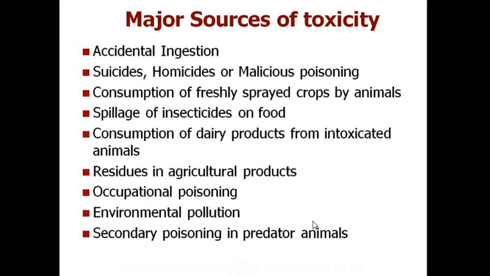The residues in agriculture products. Then occupational poisoning is one of the major things as far as humans are concerned. Those workers who are working in industries dealing with pesticides, the manufacture of pesticides, are more exposed to such pesticides and it may act as a source of poison for them. Then environmental pollution by pesticides in the way of water contamination by the seepage of these pesticides or fertilizers from one area to the next area by rain. Now, secondary poisoning in predator animals. So all these things can act as a source of toxicity as far as pesticides are concerned.